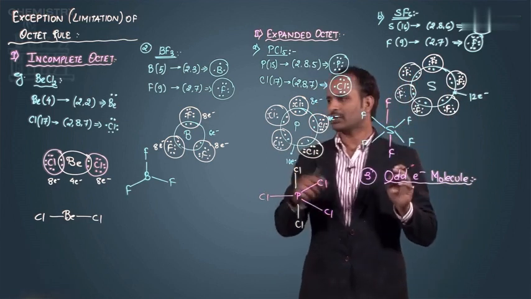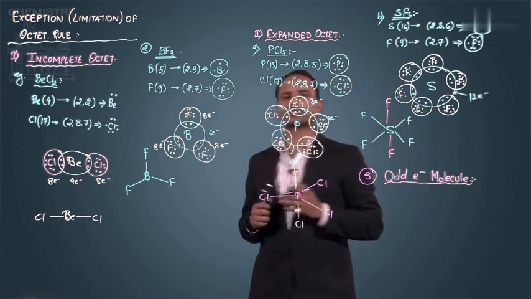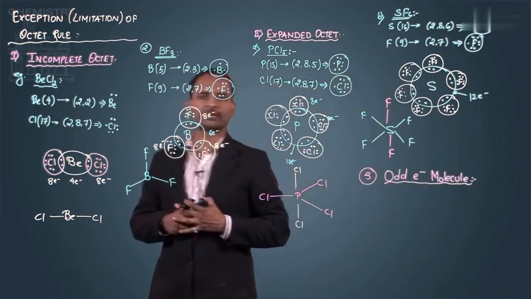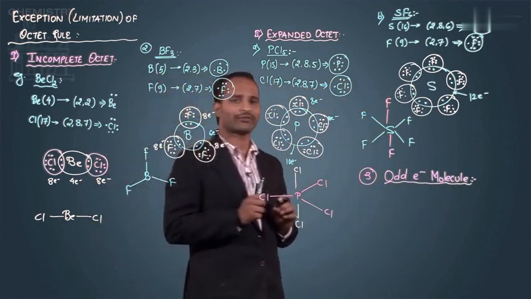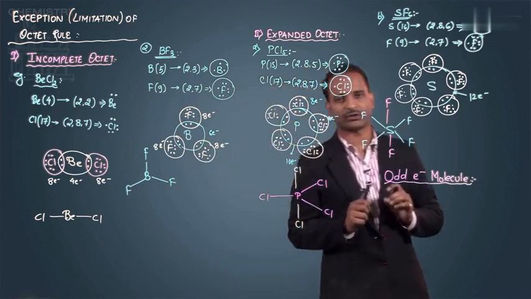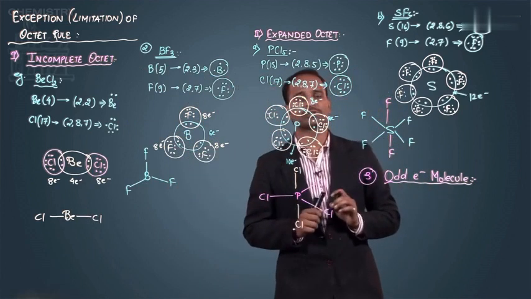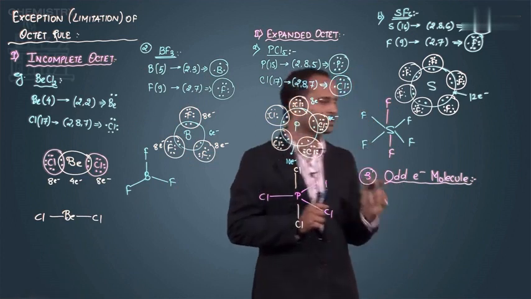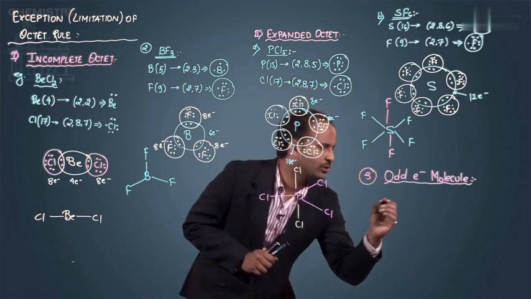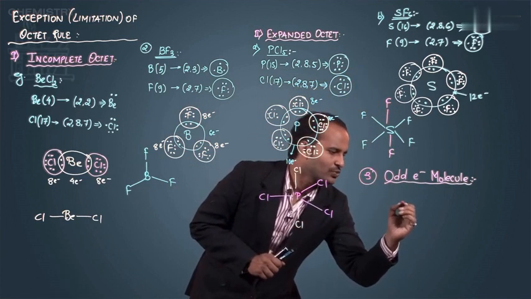In all the cases, or whatever examples we did in ionic bonding and covalent bonding, the molecules had an even number of electrons. But there are certain molecules which contain an odd number of electrons. Let's see an example of such molecules. The first example is the NO molecule.